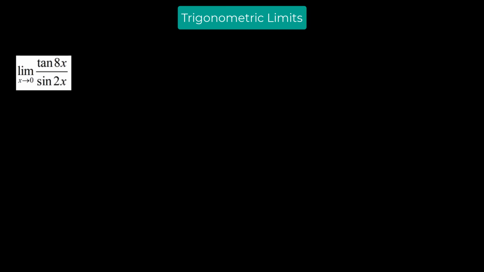So here we have tan 8x over sine 2x. We need to find its limiting value when x tends to 0. So we can rewrite our given function as the limit as x goes to 0 of tan 8x over 8x. So 8x being an extra term, we have to multiply it by 8x as well, times 1 over sine 2x. So we have sine 2x in the denominator, so we're going to multiply by 2x and divide by 2x as well.